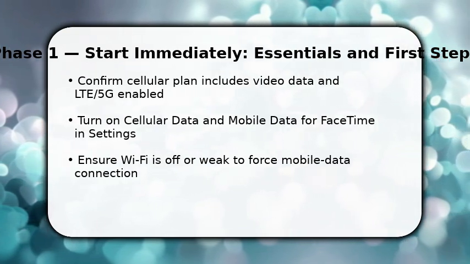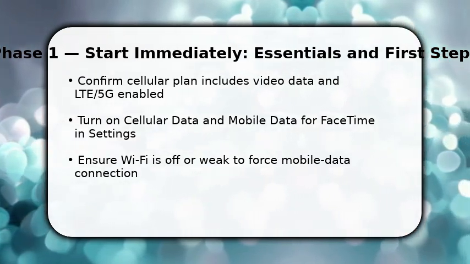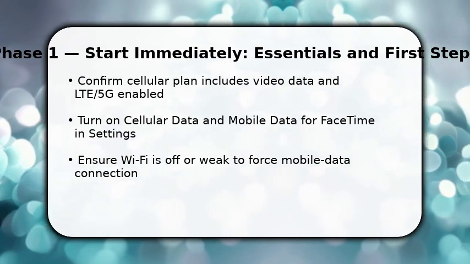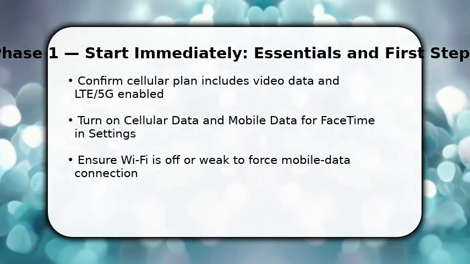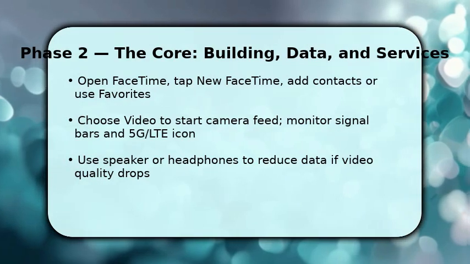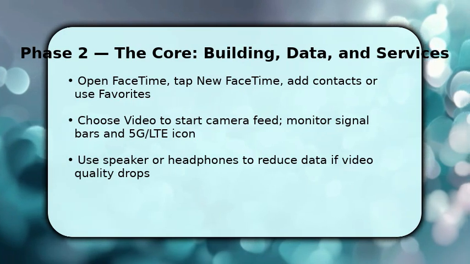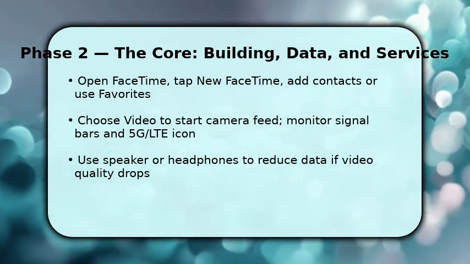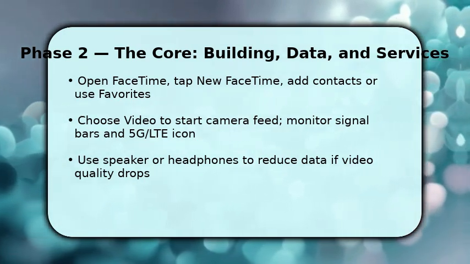Once done, disable Wi-Fi or move to an area with poor Wi-Fi intentionally to force FaceTime to use your mobile connection and begin a call. You now open FaceTime and start a new video call, add contacts or pick someone from favorites. Tap video to initiate the camera feed.